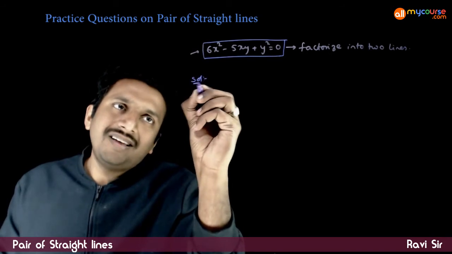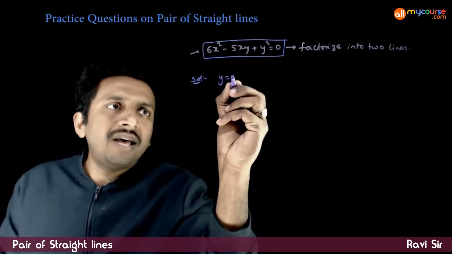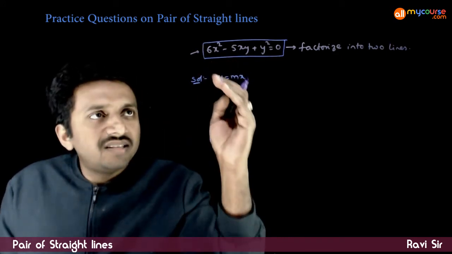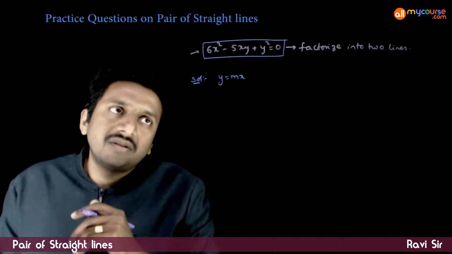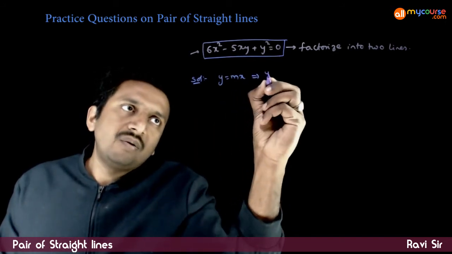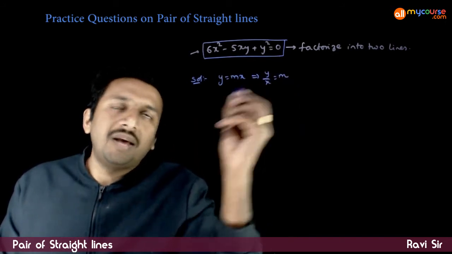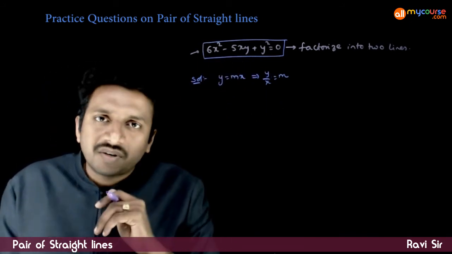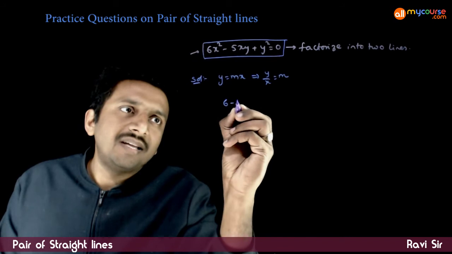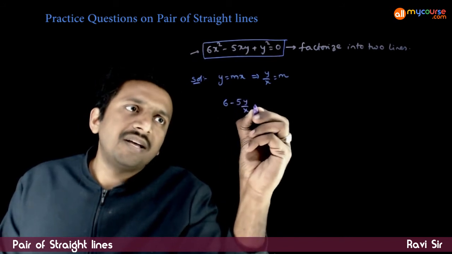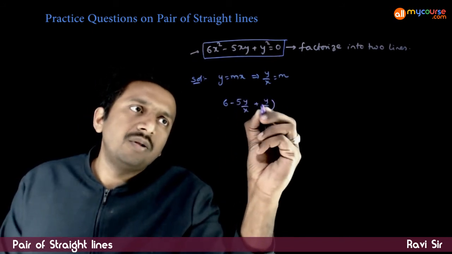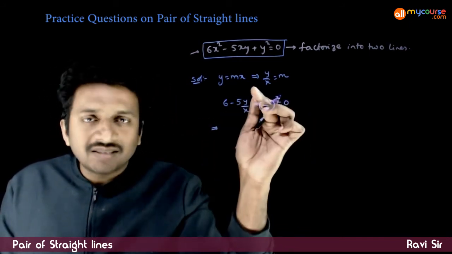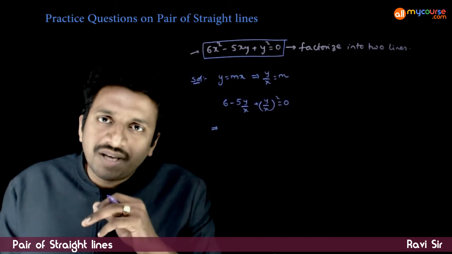So first, let y = mx satisfy this equation. This implies y/x = m. Now let me divide the whole equation by x². So you get 6 − 5(y/x) + (y/x)² = 0. By my assumption, y/x is assumed as m.